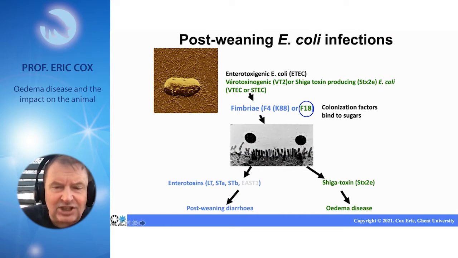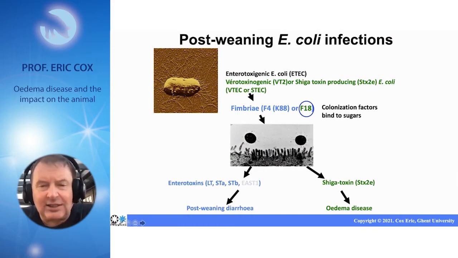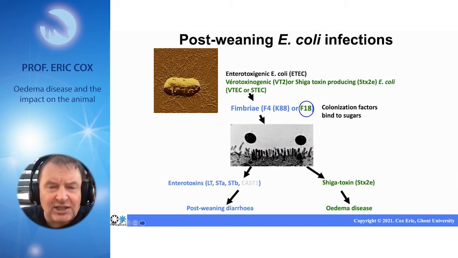Whereas the Shiga toxin is produced by the Shiga toxin producing E. coli, which are only the F18 Fimbria positive E. coli. So you have two different Fimbrias that can be present in these E. coli strains at weaning. Fimbria are colonization factors. You have F4 Fimbria and F18 Fimbria.